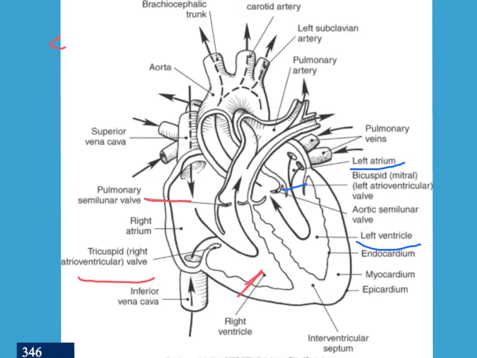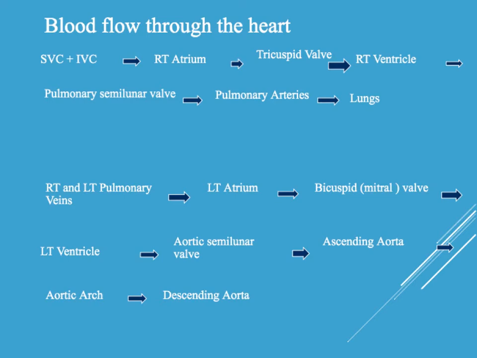I actually have arrows to help you. The blood flow through the heart is actually what I just said. I made it into these arrows for you. So superior vena cava, inferior vena cava. This is the deoxygenated blood, and it goes into the right atrium. From the right atrium, it goes through the tricuspid valve. It goes through the right ventricle. It goes through the pulmonary semilunar valve and then the pulmonary arteries and then to the lungs.